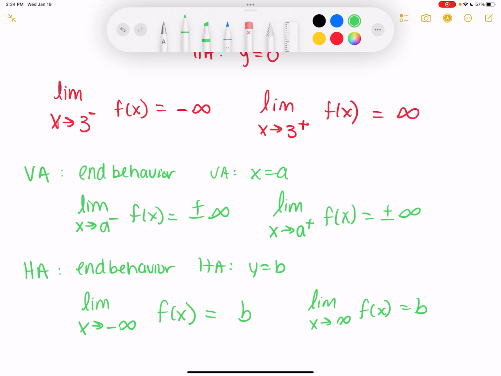So horizontal asymptote end behavior is going to be the limits at infinity, and it's going to give you a point. The other ones, you're looking at the limit at a point, and it's going to give you either positive or negative infinity.